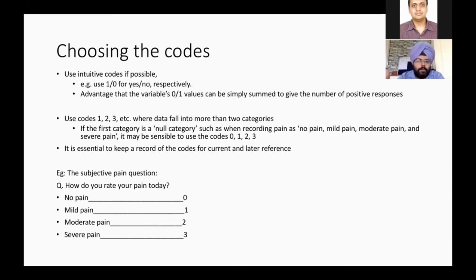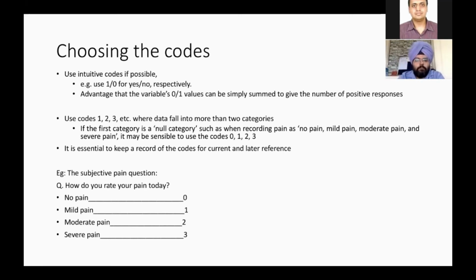Usually intuitive coding is done for yes or no responses. It has minimum error. Because if we do not do intuitive coding, if the intuition for coding is 0 and 1 for no and yes, and we keep it different, for example, for yes I put 1 and for no I put 2, and someone else puts 2 for yes and 1 for no, it will cause confusion.